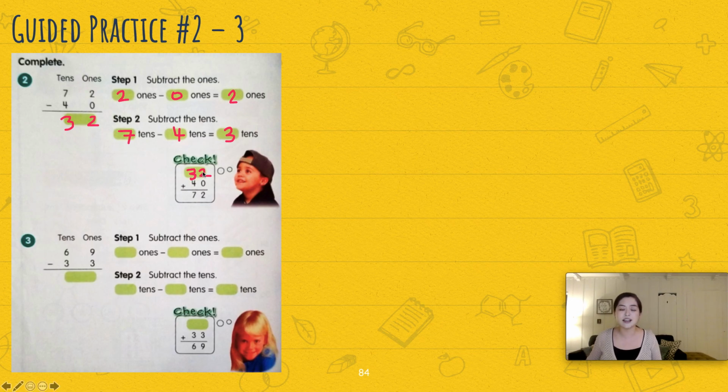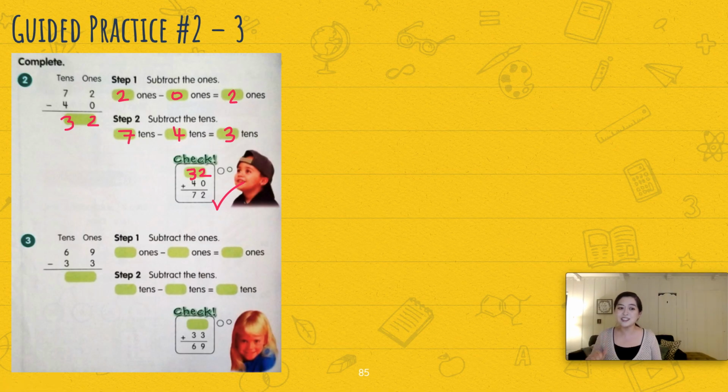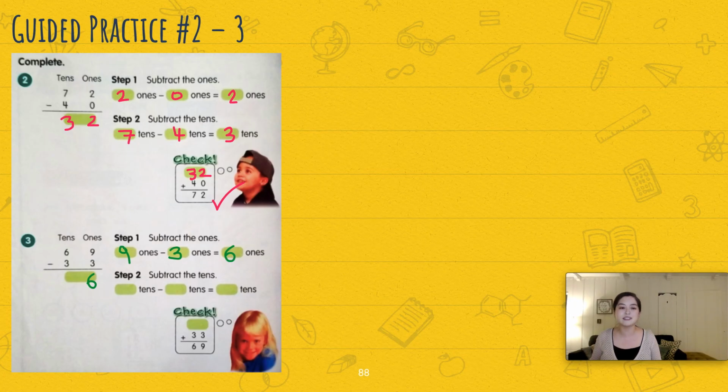Let's see. Let's add the ones. 2 ones and 0 ones make 2 ones. Let's add the tens. 3 tens and 4 tens make 7 tens. Yes, it works out. Let's try number 3. Step 1, subtract the ones. That becomes 9 ones minus 3 ones makes 6 ones. Let's write it in the correct spot. Step 2, subtract the tens. 6 tens, take away 3 tens makes 3 tens.